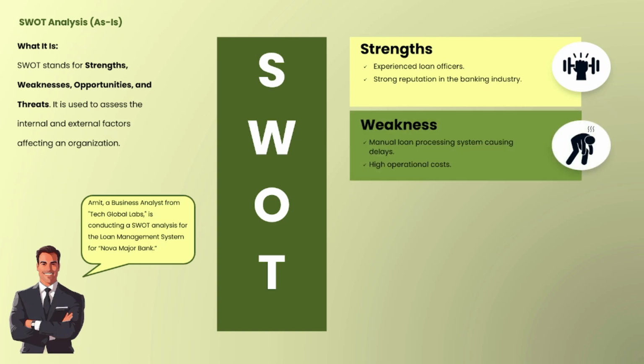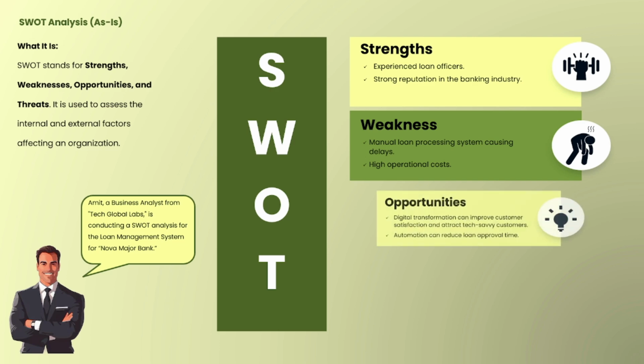Then the weaknesses are the manual loan processing system causing delays. As we already discussed, manual loan processing is causing delay in the loan approval. Then due to this particular process which they are following currently, it is high in cost as well, meaning the operational cost is also very high. So this is another weakness we found during the SWOT analysis while we are working on the as-is process or analyzing the current state. So strengths are identified, weaknesses are identified.